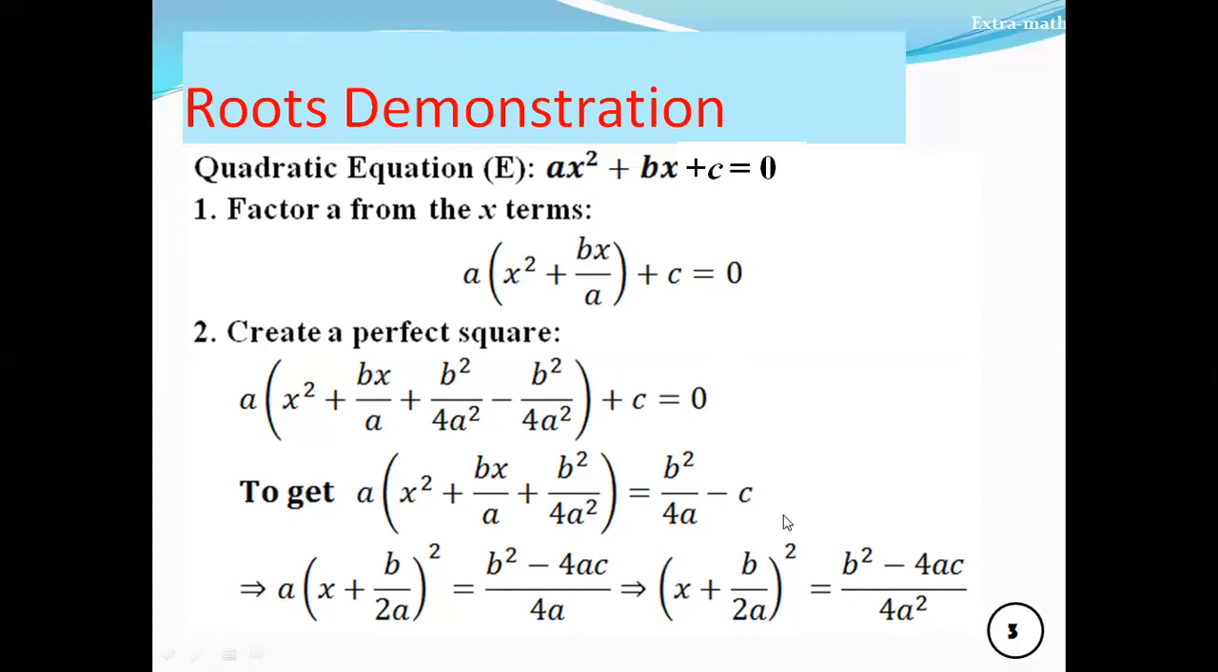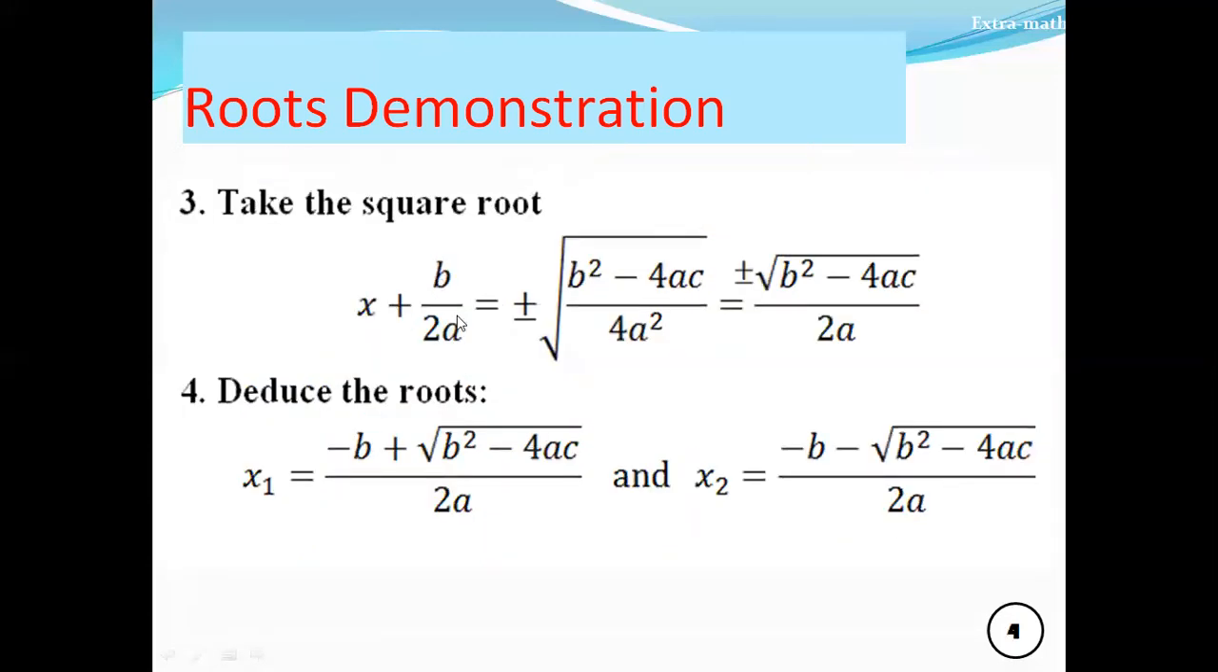Now let us continue the root demonstration. Here we can cancel out the square and put the plus or minus radical. So we will have x plus b over 2a equals plus or minus radical b squared minus 4ac all over 4a squared, which is equal to plus or minus radical b squared minus 4ac all over 2a. We will bring b over 2a to the second side to get x equals minus b over 2a plus or minus radical b squared minus 4ac over 2a. So we will have two real roots: x1 equals minus b plus radical b squared minus 4ac over 2a and x2 equals minus b minus radical b squared minus 4ac over 2a. x1 and x2 will be two real roots if b squared minus 4ac is positive. So these are the formulas of the two roots of the quadratic equation.